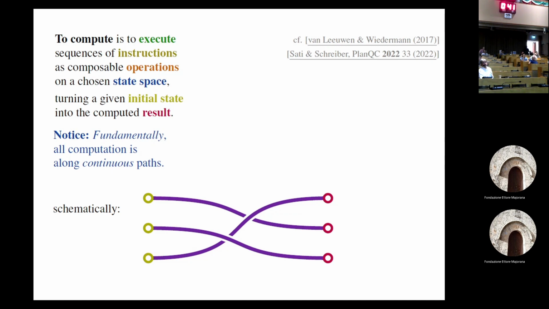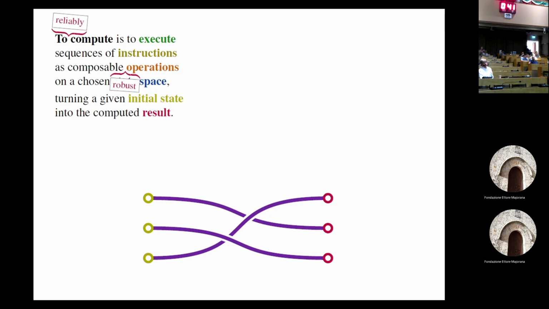Maybe I should have numbered them 1, 2, 3 here so that you can see that they're actually exchanged. And now the problem, as we go to the fundamental physics, is that we want to reliably compute. Meaning that these operations that act here should be robust. Meaning that the result we get should actually be consistent. If we run the same program on the same input datum again, we do want the same output.